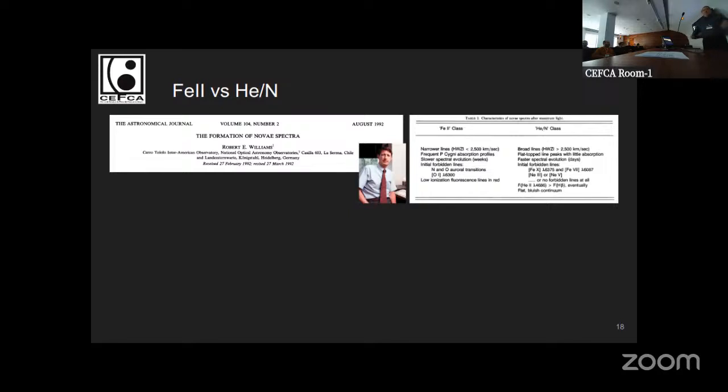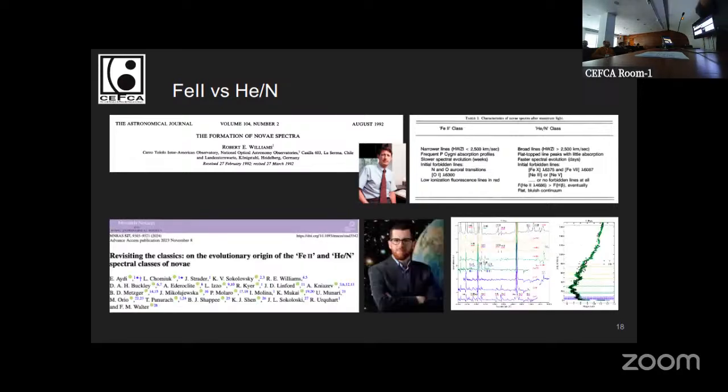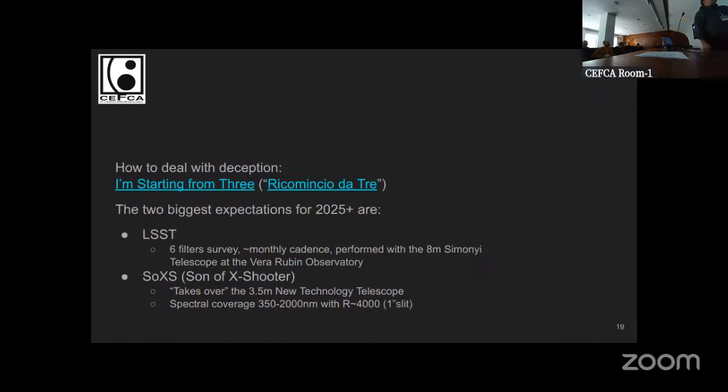Series of works by Bob Williams. And then Elias Saidi, in a beautiful paper, I think it was last year, no, this year already, basically demonstrated nonsense. The 2 populations actually come from the same novae, just depending on when you observe them. So how do you deal with deception? We had 2 important things that we discovered that were not true.